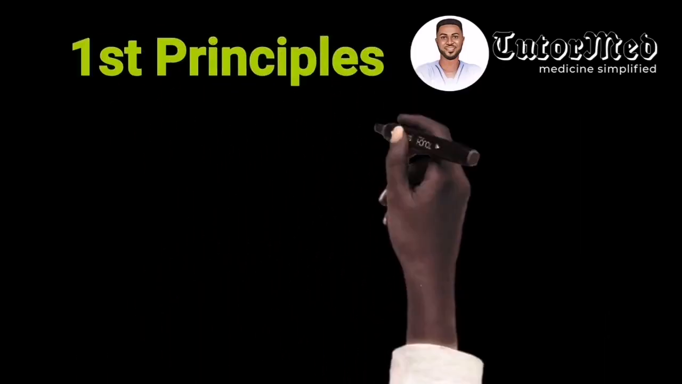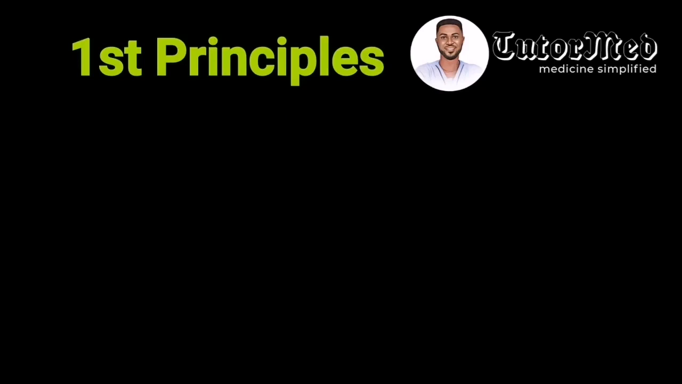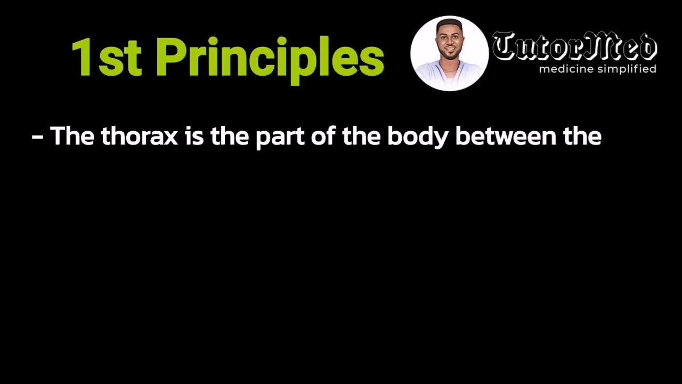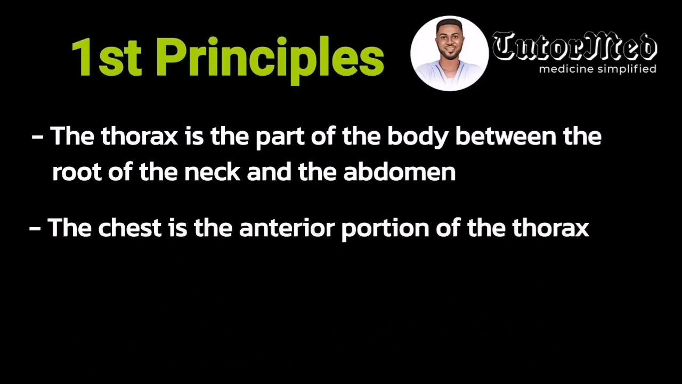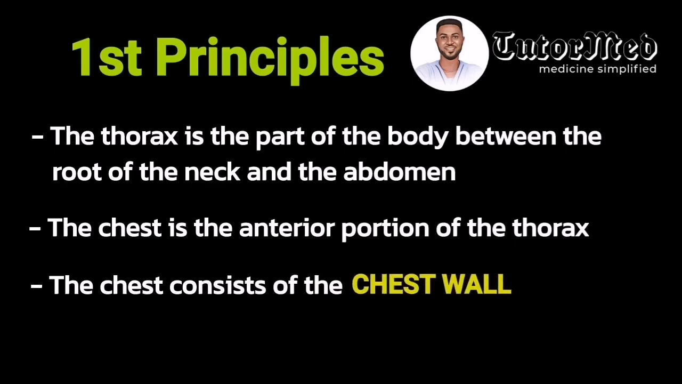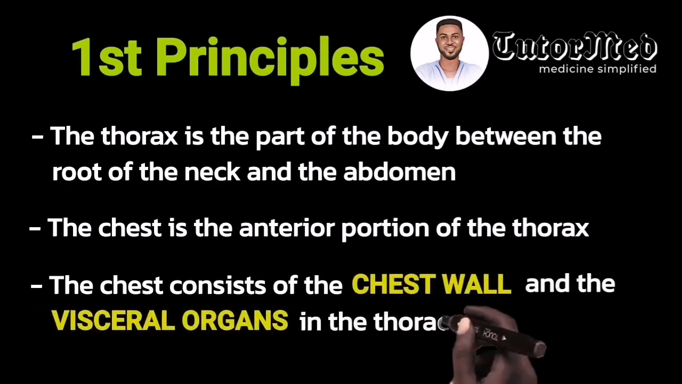Alright guys, like we always do, let us get some basic understanding of the complaint. The first principles. Let's first look at the gross anatomical location of the chest. First, the thorax is the part of the body between the root of your neck and your abdomen. It has an anterior part, which is known as the chest, and a posterior part, known as the upper back. The chest consists of the chest wall and the visceral organs in its cavity. And the patient who complains of chest pain most likely has a pathology in any of these structures, either the chest wall or from the organs within its cavity.